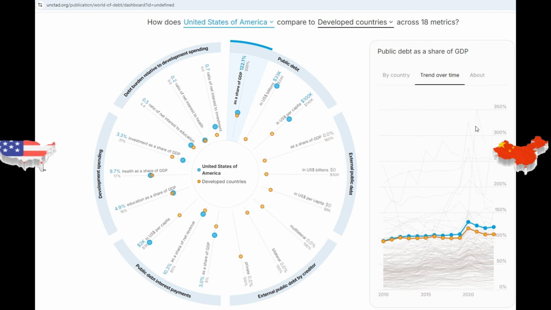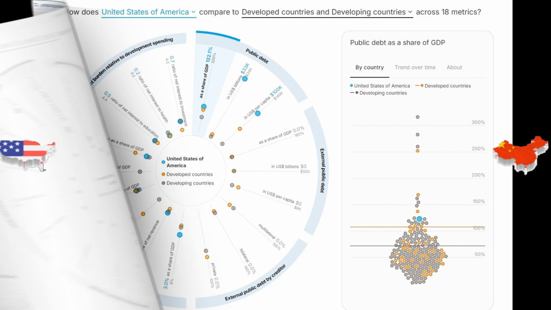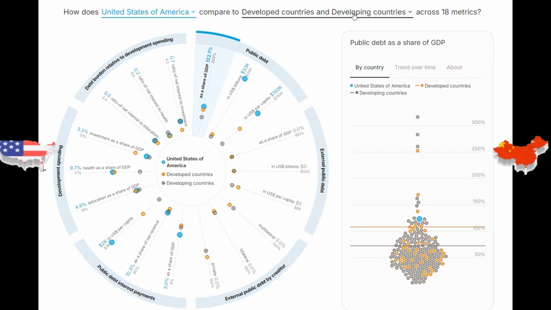Why these two? The geopolitical rivalry between them will significantly influence global dynamics in the coming decades. Understanding their economic performance is crucial. Let's start with the United States. In this comparison, we're looking at the United States alongside the average for both developed and developing countries. There are 6 categories and 18 key metrics to explore, starting with public debt.